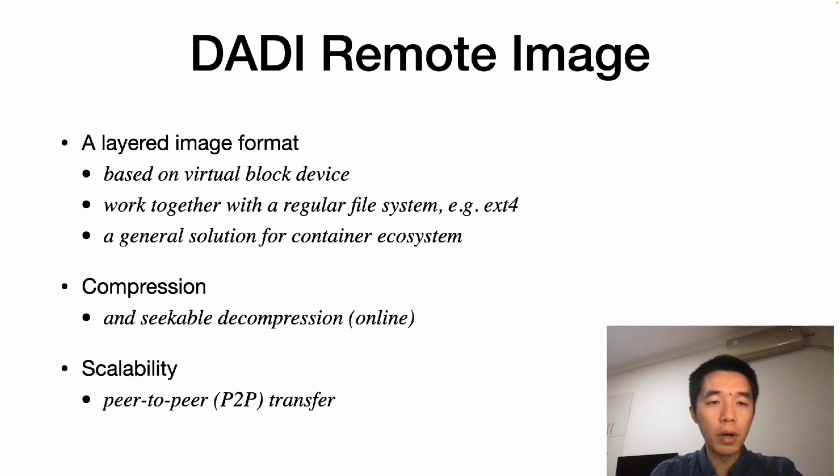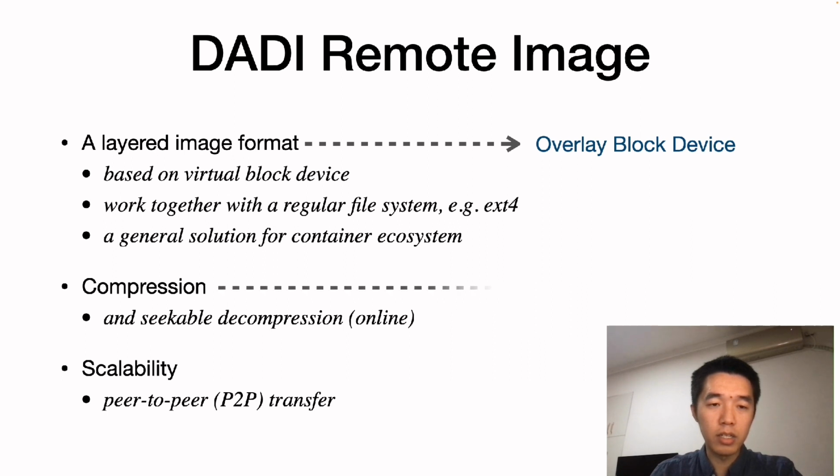There are three core components of dadi. The first is the novel layered image format based on virtual block device. Each layer is a collection of modified data blocks under the file system. dadi provides a merged view of the layers by a module called overlay block device, or overlay BD for short. This is a general solution for container ecosystem.